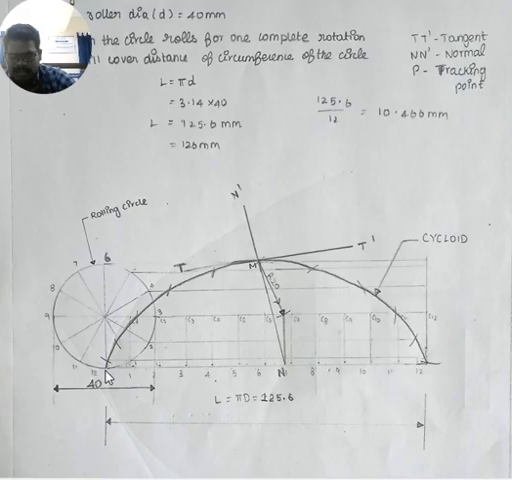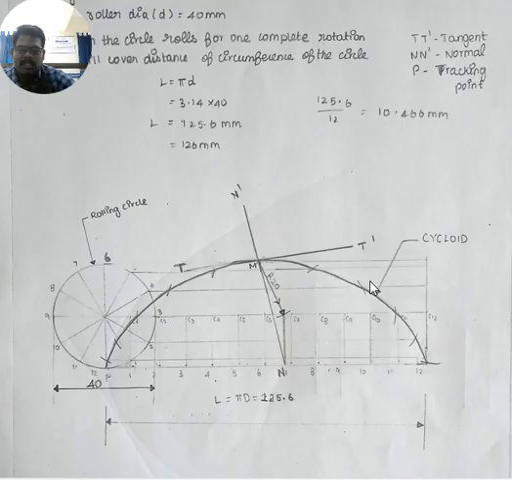Then after that, from P, you have to draw a curve passing through all the arcs. Then you will get a smooth curve. That curve is called a cycloidal curve. Then you have to give the name to the curve as cycloid. After drawing the cycloid, you have to draw the normal and tangent.